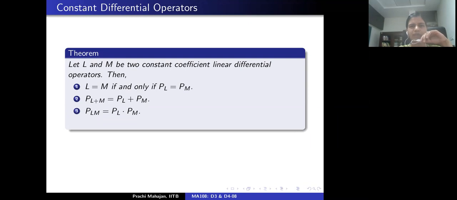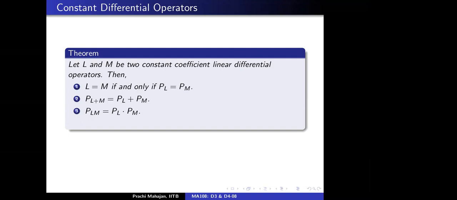Now statement 3 is the following. Statement 3 is considering the linear differential operator LM, the product LM. That's another constant coefficient linear differential operator. Now we can write down the associated characteristic polynomial, which we are going to denote by P subscript LM. Statement 3 says that the characteristic polynomial associated to the operator LM is what we obtain by taking the product of the characteristic polynomial associated to the operator L and the characteristic polynomial associated to the operator M.